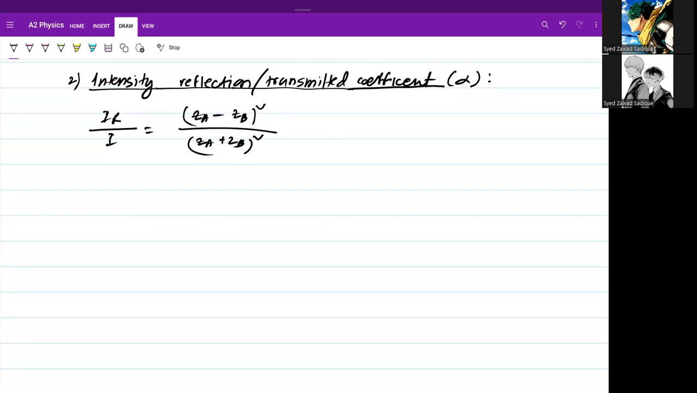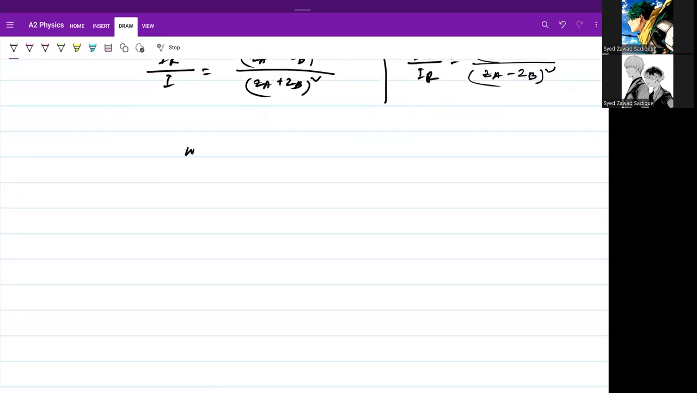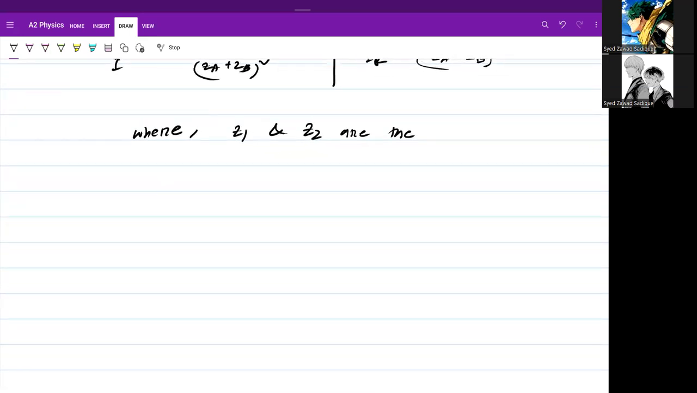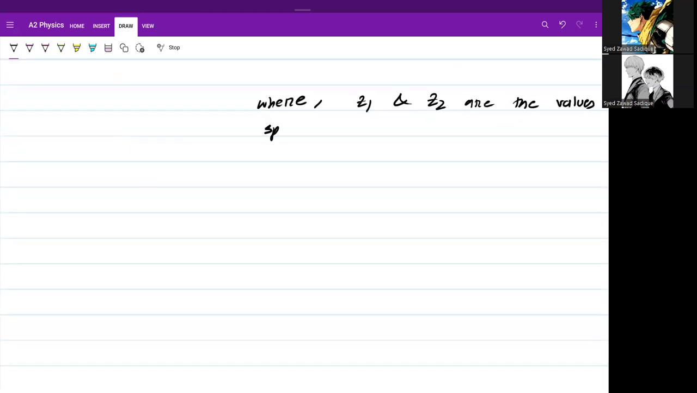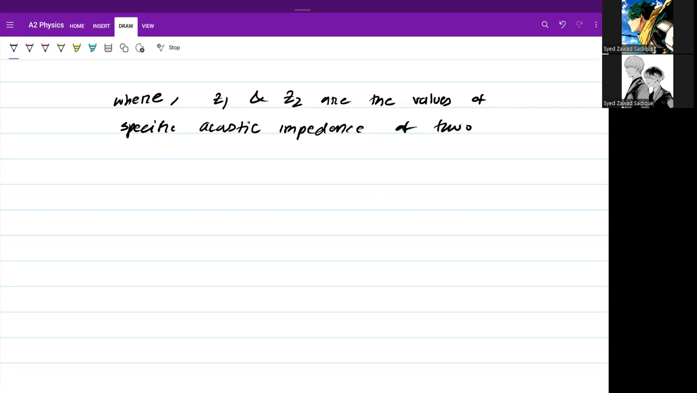So this is the intensity reflection coefficient, and IT by IR is ZA plus ZB whole square divided by ZA minus ZB whole square, where ZA and ZB are the values of specific acoustic impedance of the two media.